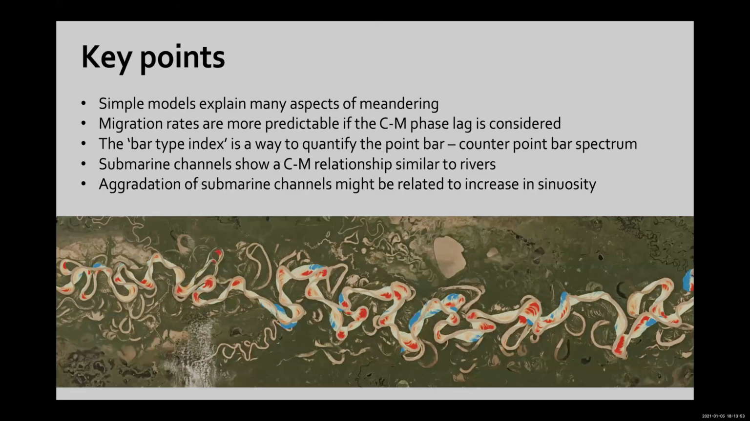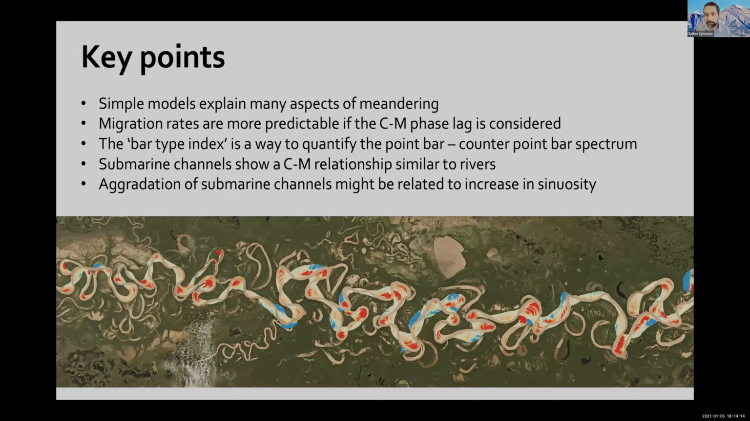We are running massively over time, about 15 minutes. I've got another question here from Anna. She said, great talk. You mentioned methods for predicting counterpoint bars. Can we apply this on seismic data, and what are the challenges that you would expect?